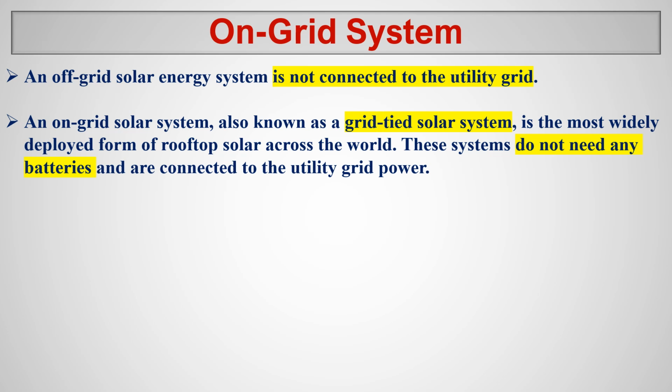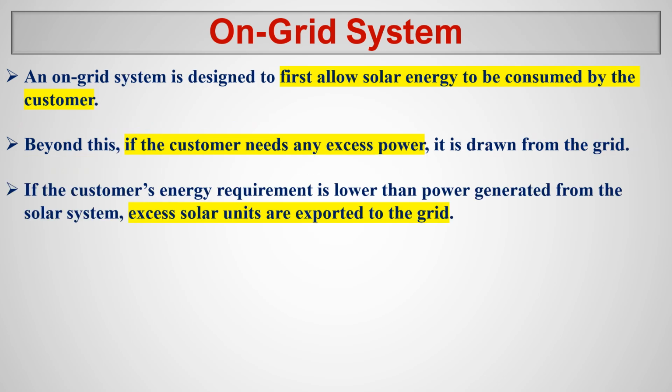Why I keep highlighting these technical words is that when you read articles or other YouTube videos, you can quickly understand what they are talking about. Grid-tied system. These systems do not actually need a battery, but a battery is optional. Okay, so it's connected to the utility grid. So the utility grid is working as a backup.